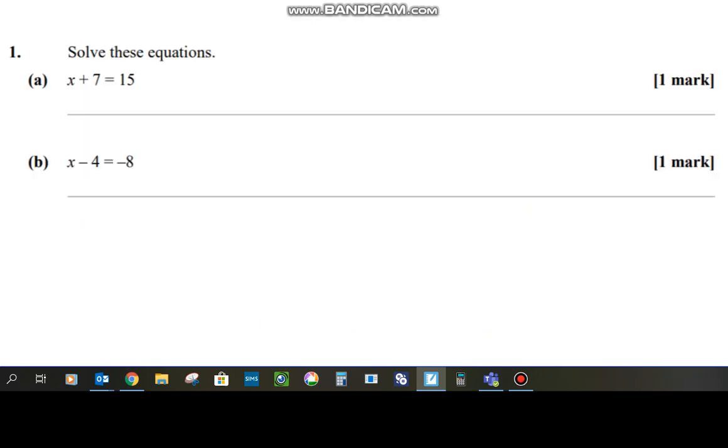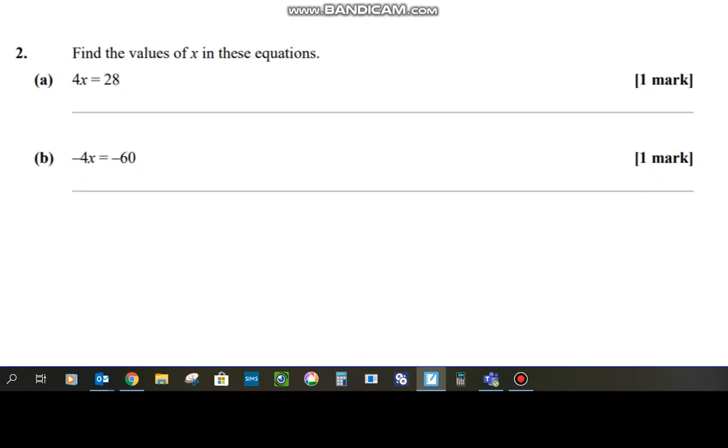Right, here we go. So first one, we just subtract 7 off both sides, giving us x equals 8. And for this one we add 4 to both sides. That gives us x is equal to minus 4. So 1 mark for each of those. The next one we divide by 4 here, giving us x is equal to 7, and for this one we divide by minus 4, giving us x is equal to 15.